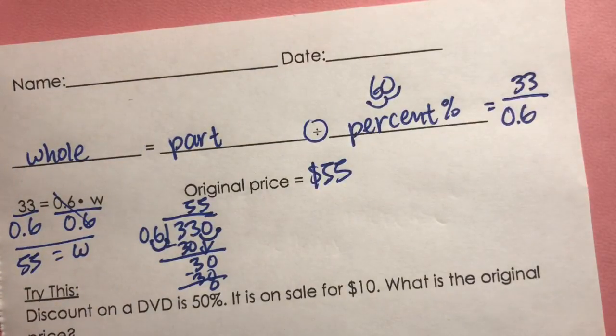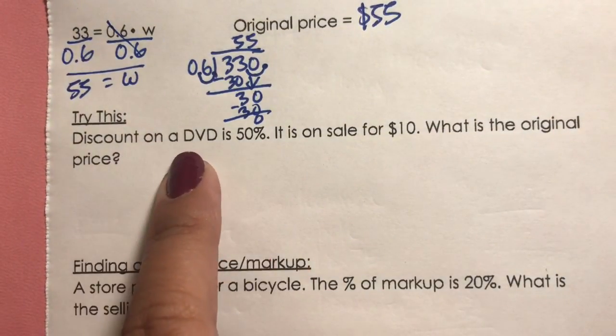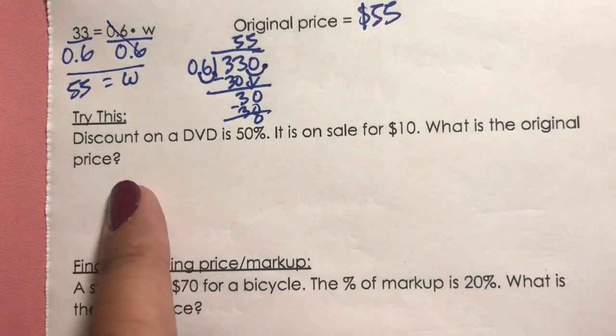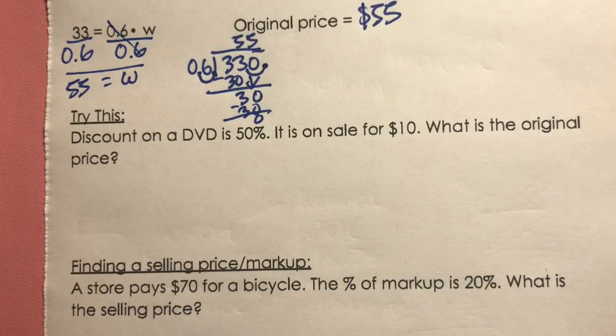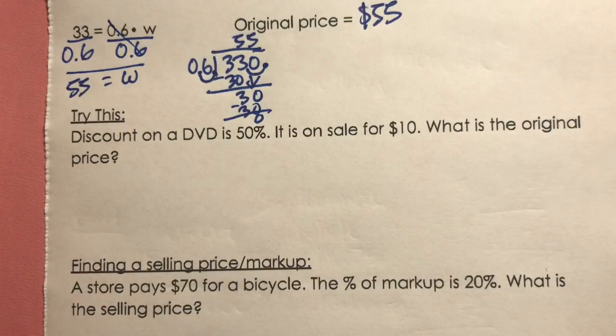Okay, so now that you know how to find the original price, I want you to do the try this. Discount on a DVD is 50%. It is on sale for $10. What is the original price of that DVD? I know that some of you might not use DVDs anymore. Probably everybody is using Blu-rays, but that's okay. I still buy DVDs. I still buy VHS tapes sometimes. But for this problem, the discount on a DVD is 50% and the sale price of that DVD is $10. So they want to know what is the original price.